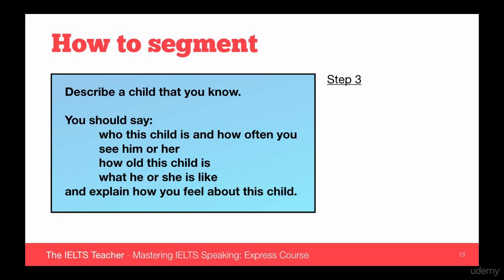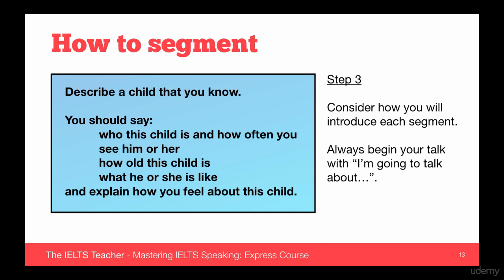And this is all about how we introduce different segments of the response. Now, with the first part of the talk, this should always begin the same way. I'm going to talk about. I'm going to talk about my dog, I'm going to talk about my holiday, I'm going to talk about my job, I'm going to talk about my niece, I'm going to talk about my favorite hobby, whatever it is. This will make sure you have an accurate start and that you're not stumbling from the very beginning.